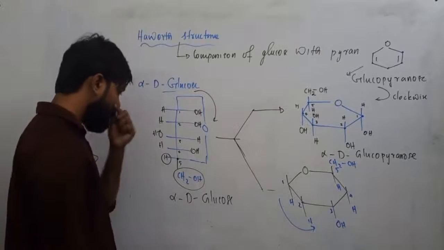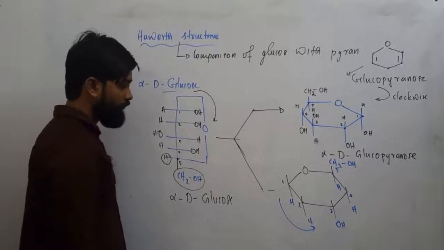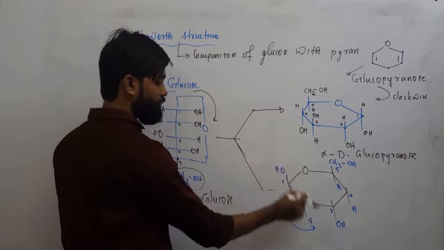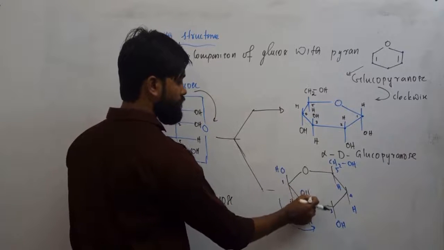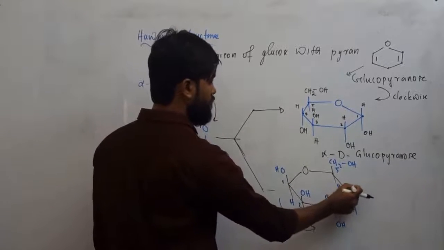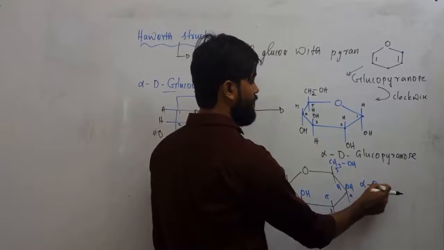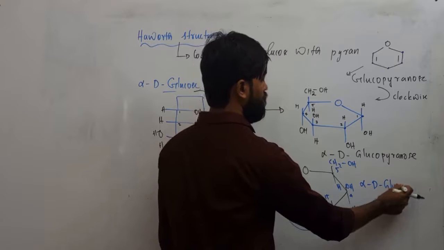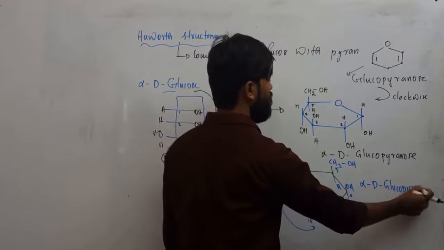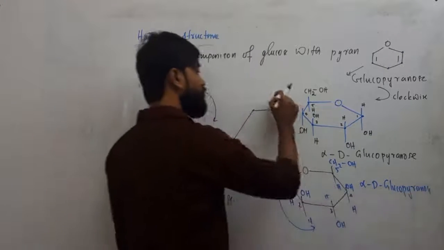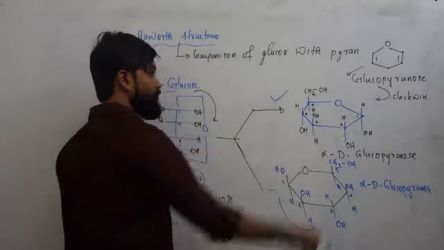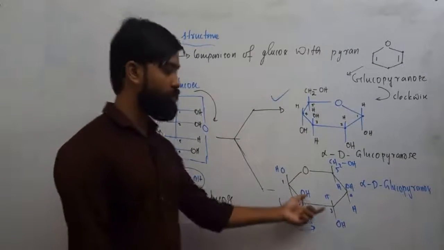And the corresponding valency here is OH, here is OH, here is H, here is OH. And this is also alpha D glucopyranose. So I think you are okay with the alpha D glucopyranose. We usually use this structure in clockwise direction always. This is also acceptable.